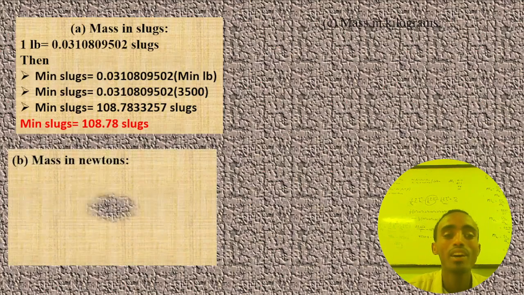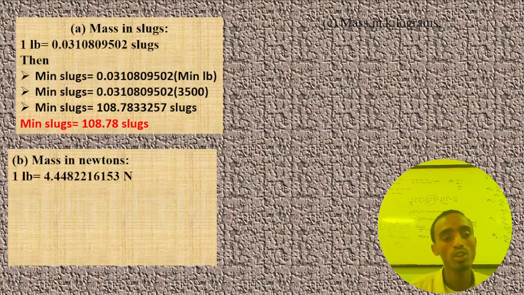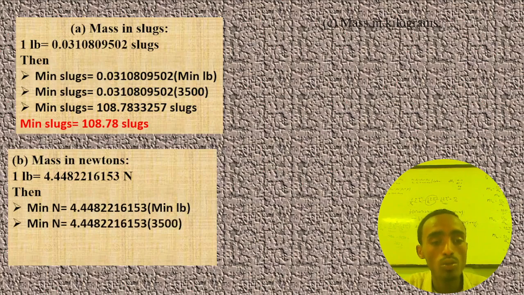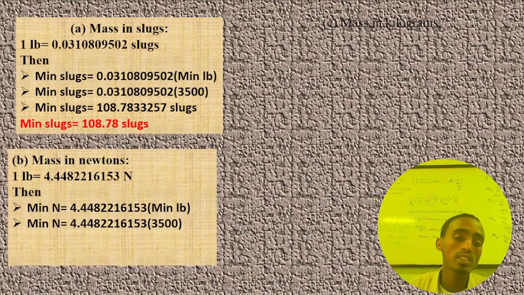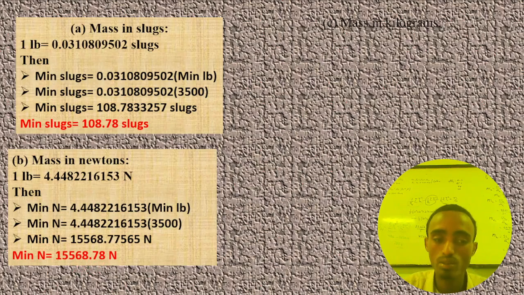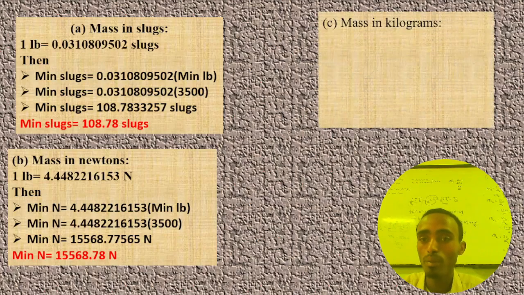The next question is how to convert pounds into newtons. What is the conversion factor to convert 1 pound into newtons? 1 pound is equal to 4.48 something newtons. Then the weight in newtons is equal to 4.48 times the weight in pounds, which is 3,500 pounds, already given. It's the weight of the car. Then you can use your calculator and get 15,568.78 newtons.